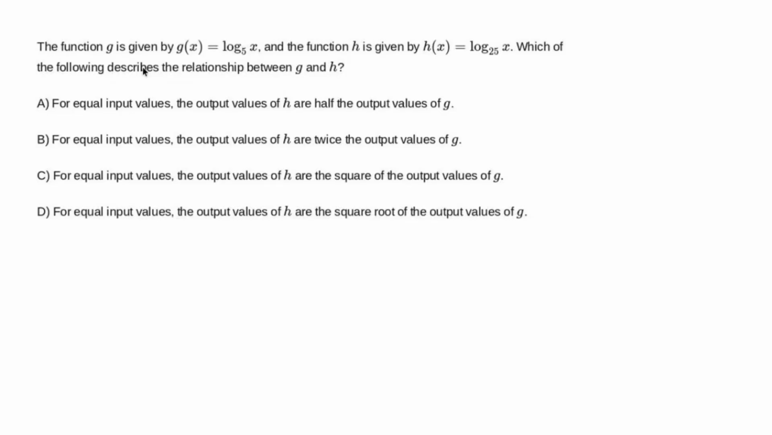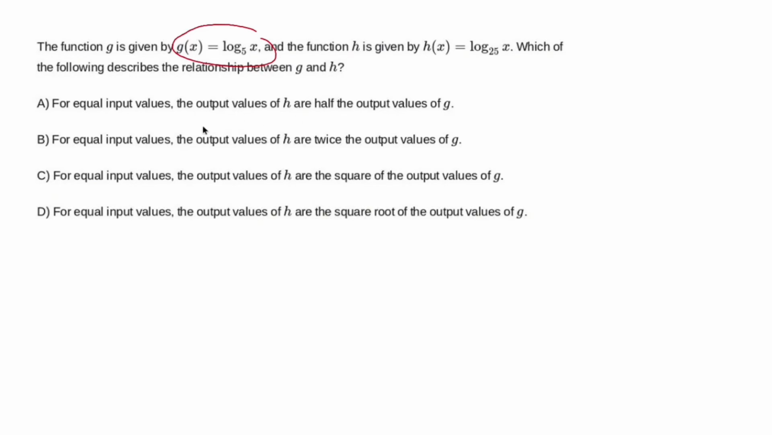The function g is given by g of x equals log base 5 of x, and the function h is given by h of x equals log base 25 of x. Which of the following describes the relationship between g and h? Now, probably the best way of doing this is setting both of these up using the change of base formula. Just go with me here. There are other ways that you could do this, but maybe once I do this, you would look at this type of problem and be like, oh, okay, I get it.